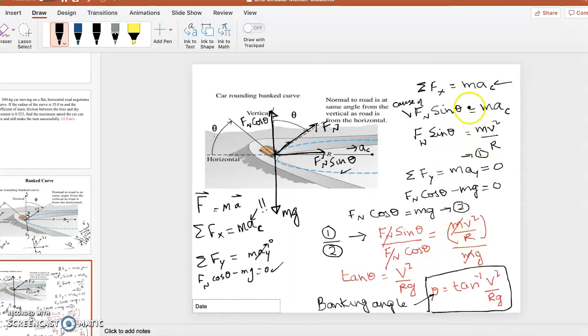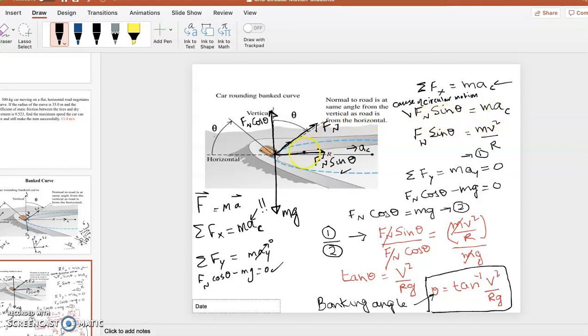Okay, guys, let's continue here. So this is the cause of motion, or basically we should say the cause of circular motion towards the center. Okay, so it is the x component of the normal force.